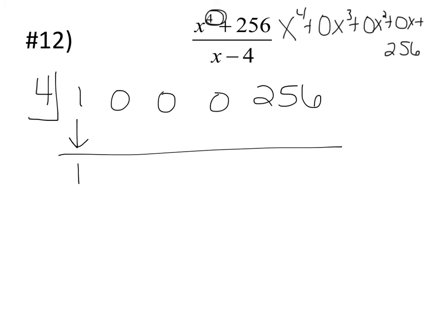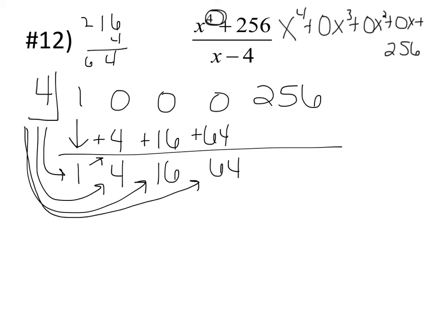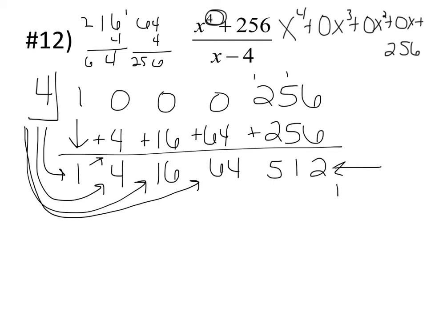Drop mama. Drop your first number, multiply, add, 0 plus 4 is 4, multiply, 4 times 4 is 16, add, 0 plus 16 is 16, multiply, 16 times 4 is 64, okay, add, multiply, 64 times 4 is 256. And then add. 512. This is your remainder.